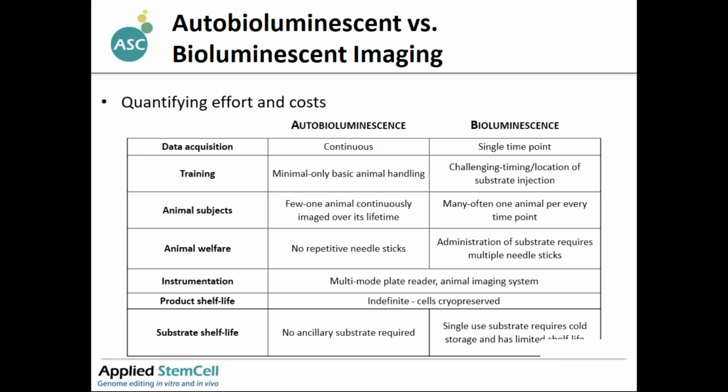I just want to highlight a few things on this table. For animal imaging, because autobioluminescent imaging does not require you to inject another substrate prior to each imaging time point, there are no repetitive needle sticks, which means that your IACUC would be really happy because that's increased animal welfare. And also by reducing the injections, you're reducing a lot of error and increasing your statistical power for the experiment. You could actually use fewer animals to get a better result.